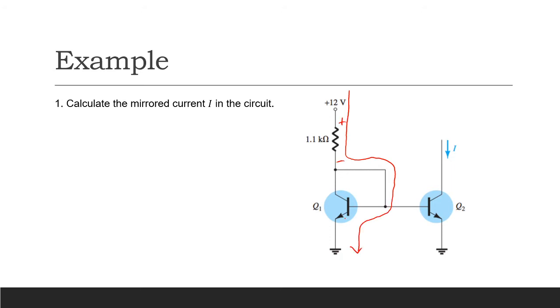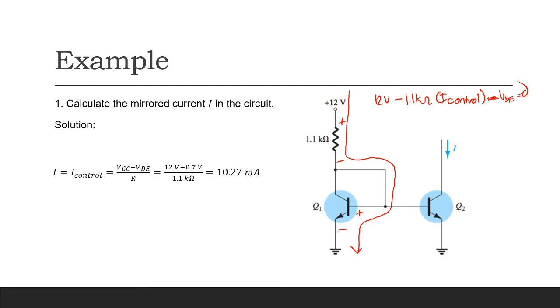So ito yung direction ng current. So ito yung sign natin. So kapag ganyan, maglulup lang tayo, we will have 12 volts minus 1.1 kilo ohms times IC, or which is also your I control, minus ulit VBE is equal to 0. Which, yan din naman yung formula natin kanina. So, yung solution natin is yung I control natin. Ang hinahanap is I, and this is the current I.